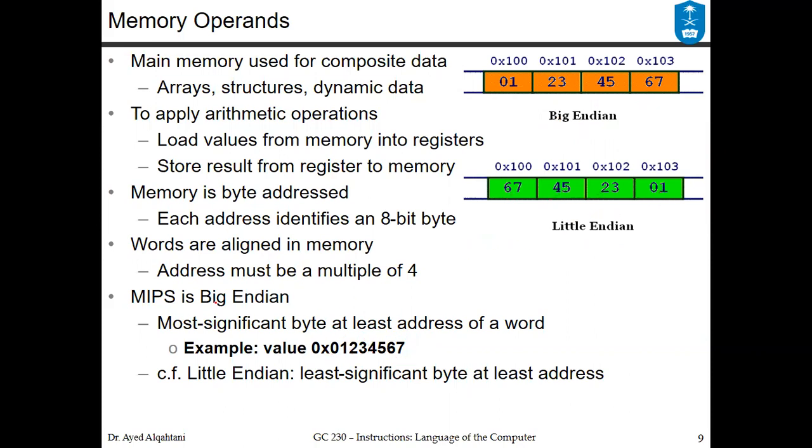Now, MIPS uses big endian. So for all the variables and all the instructions, if you are dealing with memory and trying to access it, it is a big endian system in MIPS, which means the most significant byte is located at the least address of the word. So you get the most significant byte and put it in the lowest position, which is 100, followed by 101, and so on. That's contrary to little endian, as we explained.